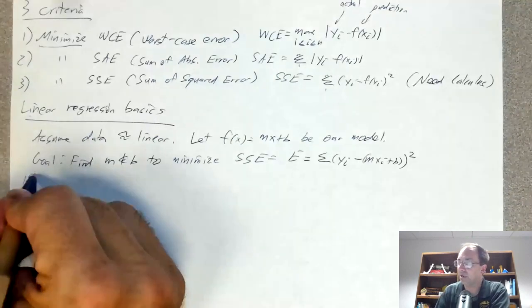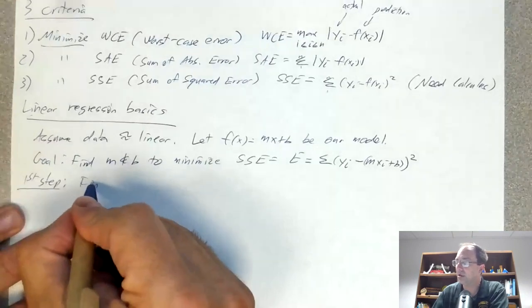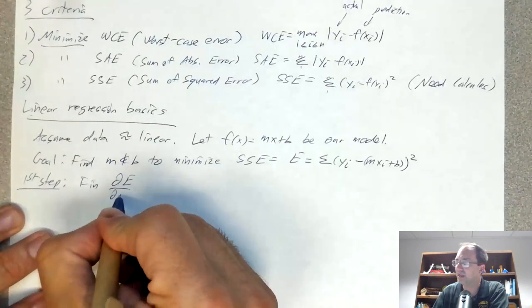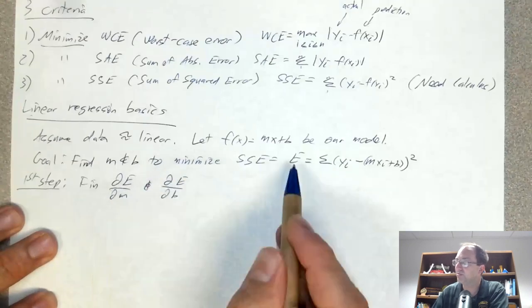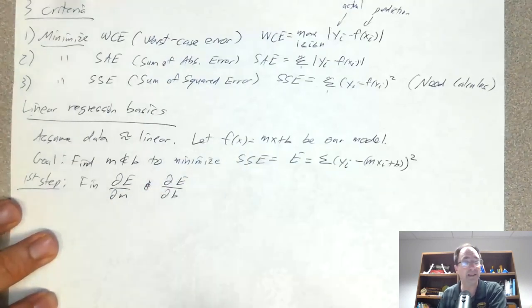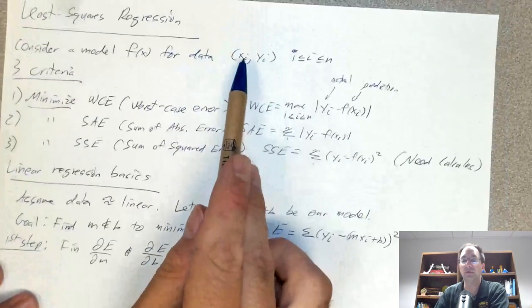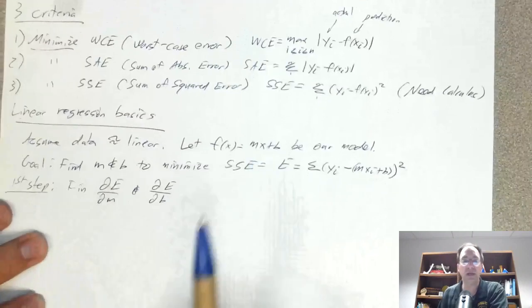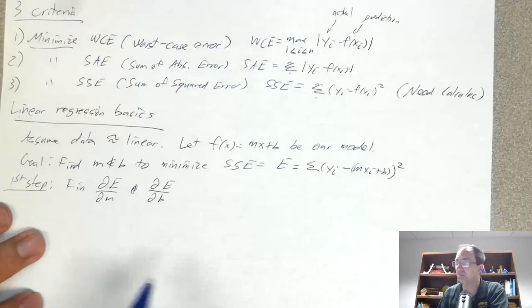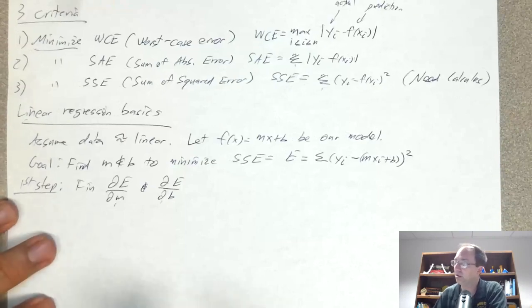So the first step then is to find the partial of E with respect to m and the partial of E with respect to b, our two variables. So keep in mind here, x is actually not the variable because we have values for x. Remember, x's and y's are known, but the m and the b are the unknown variables in this problem. So that's why we're taking derivatives with respect to those variables.